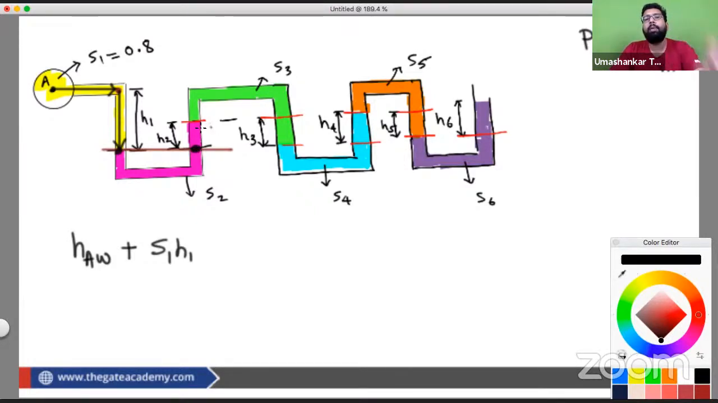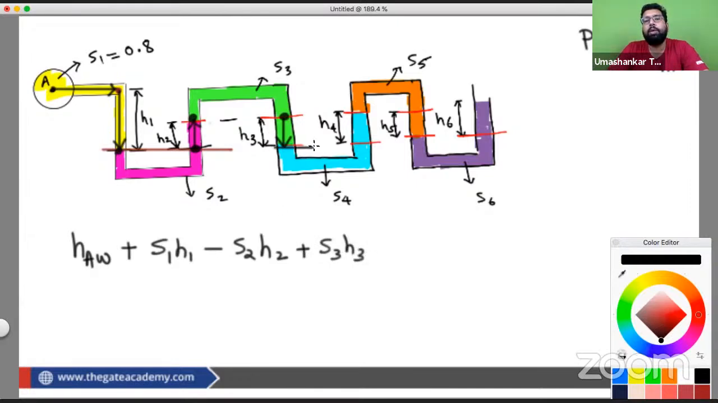Now from this point, we are moving in the upward direction. So when we move upward, what is to be done? We have to subtract. And how much are we moving upward? We are moving upward by H2, so keep multiplying S2 into H2. You are converting into water as explained. Now in this green fluid, from this point to this point we can directly jump, because we are moving in the same liquid. Now from this to this, we are moving downwards, so we have to add, and this is going to be S3H3, right?